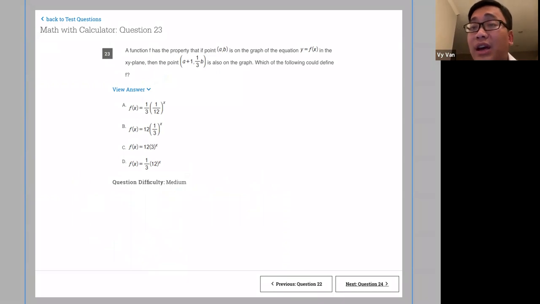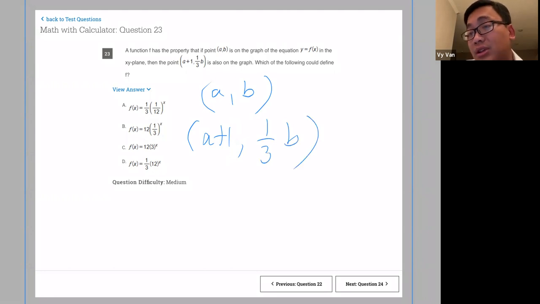The function f contains (a, b) in the xy-plane, and the point (a plus 1, 1/3 b) is also on the graph. Which of the following could define f? All of these functions are exponential functions. So let's see those two points: the first point is (a, b), and the second point is (a plus 1, 1/3 b).